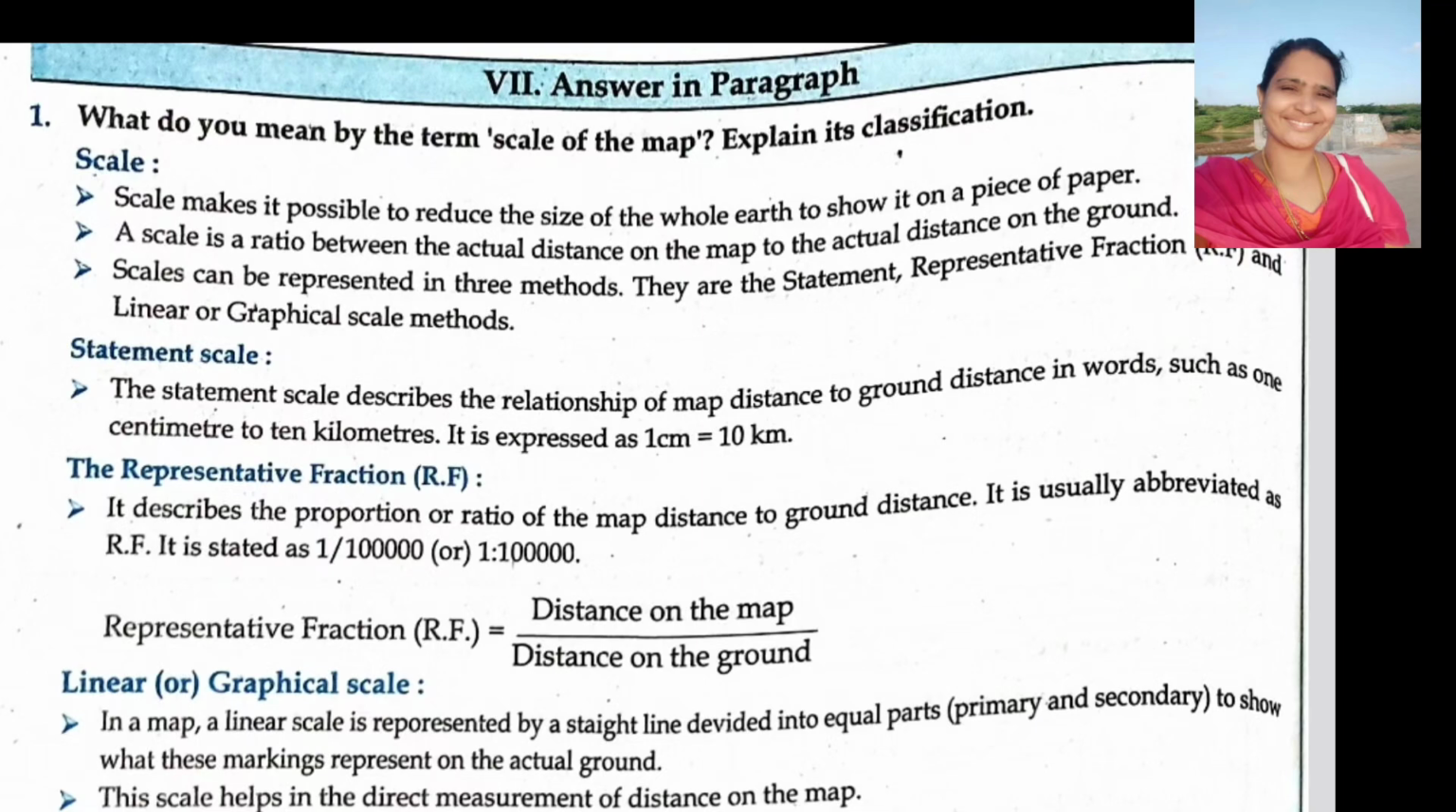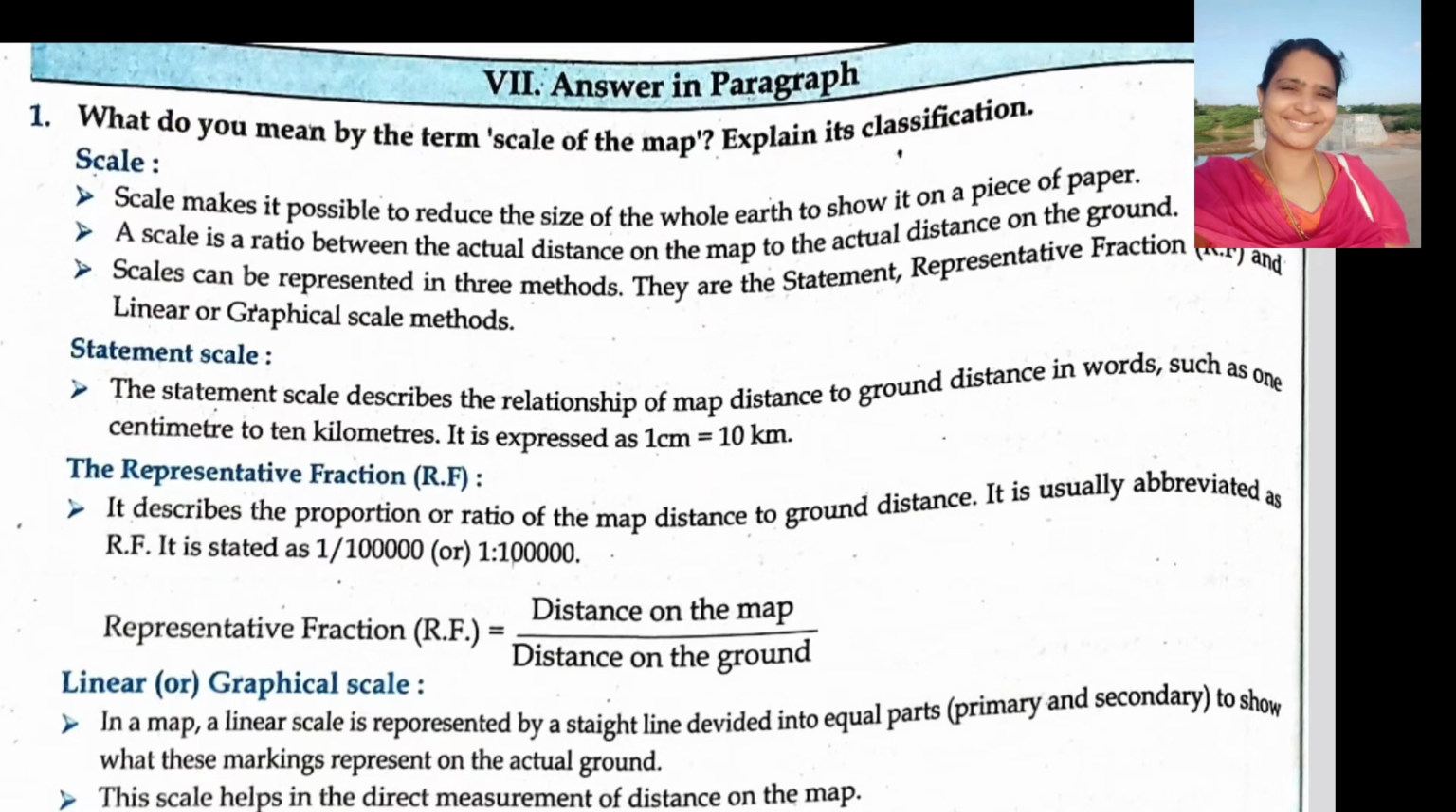Now, statement scale describes the relationship of map distance to ground distance in words such as 1 centimeter to 10 kilometer. It is expressed as 1 centimeter is equal to 10 kilometer. The representative fraction RF describes the proportion or ratio of the map distance to ground distance. It is usually abbreviated as RF. It is stated as 1/1 lakh or 1:1 lakh. Representative fraction RF: distance on the map by distance on the ground.